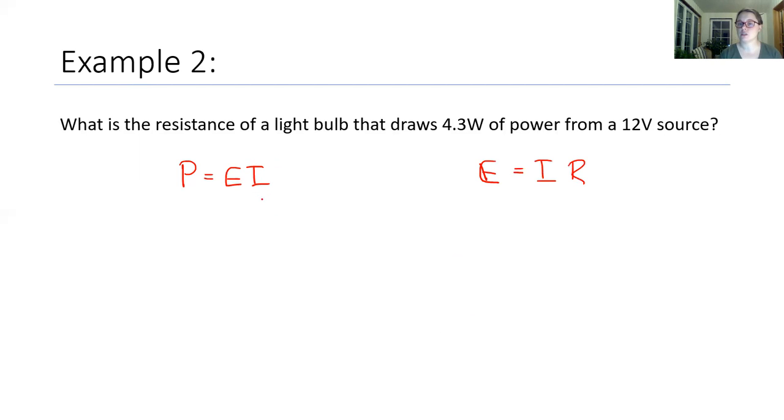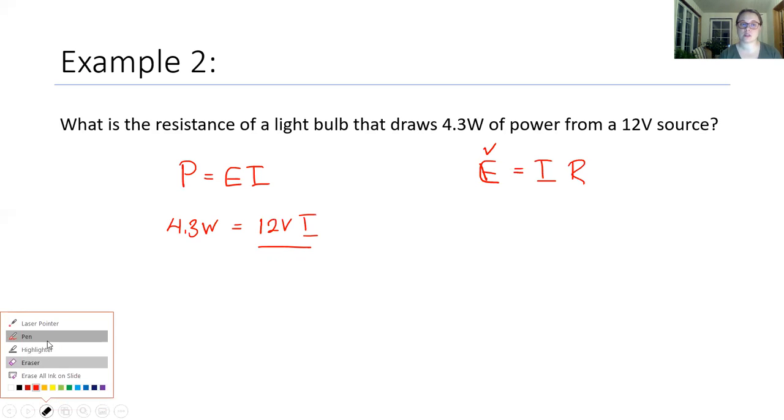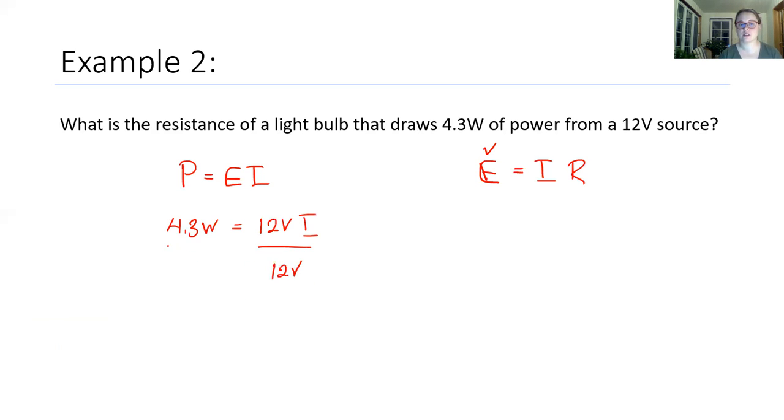If I can calculate current, I know voltage. If I can find current, I can get resistance. So we're going to use our power formula to find the current, and then plug that in to find the resistance. So we have 4.3 watts is equal to 12 volts times our current. Divide both sides by 12. It cancels out, and we get current is equal to 0.36 amps.